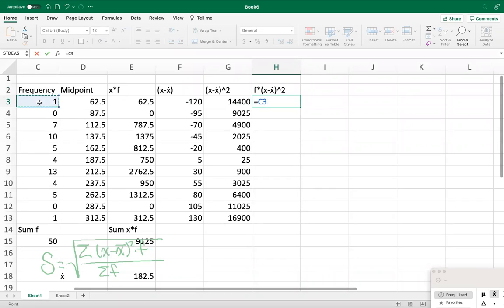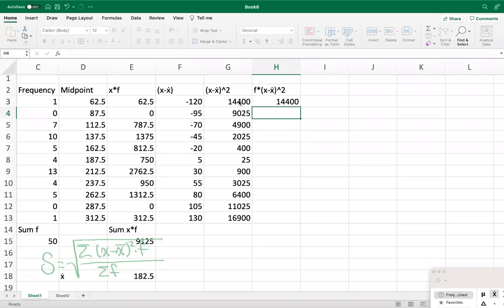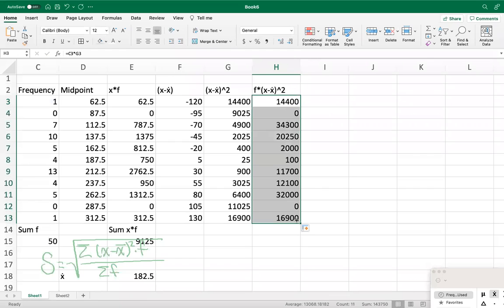So this times the value that we got in the previous column. So we have our deviations from the mean squared. And within these two, neither one of them should be fixed. We want those to be paired up as we go down. So we don't have to use any dollar signs here. We just drag those values all the way down. Perfect.